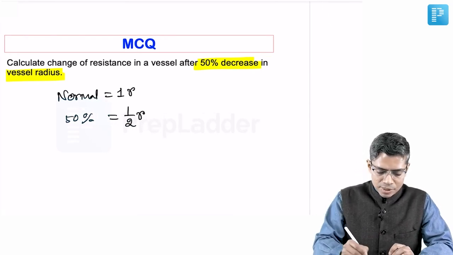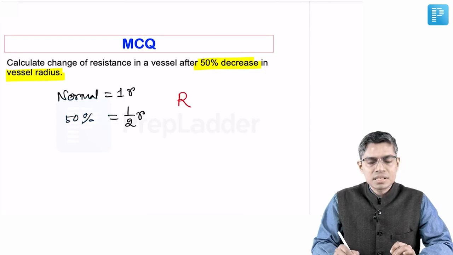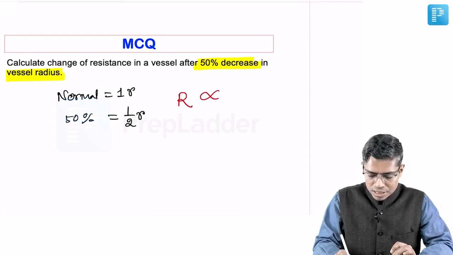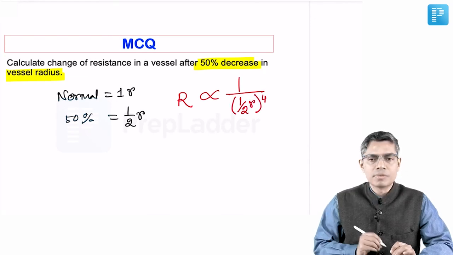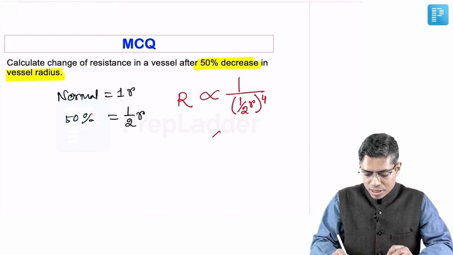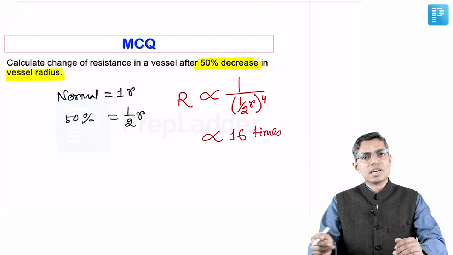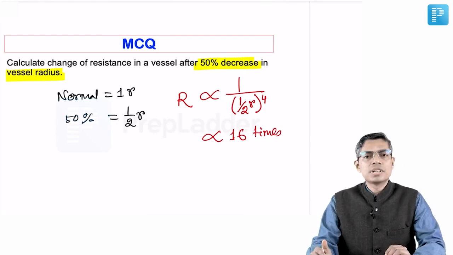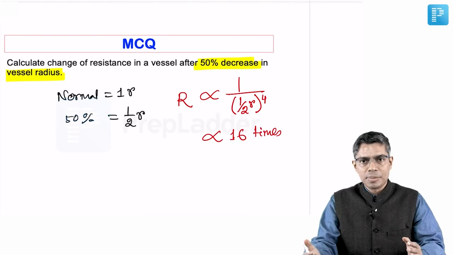So if I want to calculate how much the resistance is going to change, it is inversely proportionate to r to the power 4. So I am writing half r to the power 4. So this is nothing but an increment of resistance, that is 16 times that of the normal resistance. Getting my point? So this way you have to calculate how much change of resistance is going to happen, right?